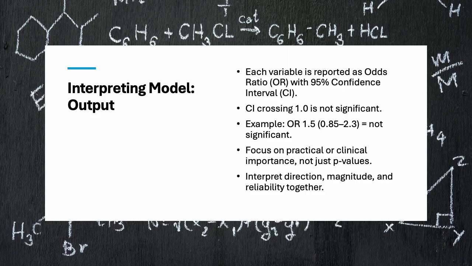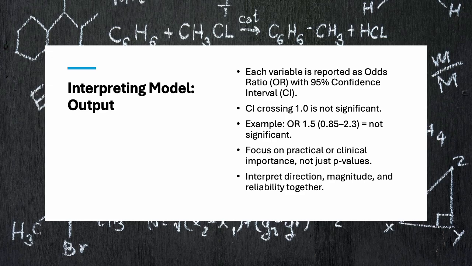If the confidence interval includes 1.0, that means the effect is not statistically significant. In other words, we can't be confident that the predictor truly influences the outcome. For example, if the odds ratio is 1.5 with a confidence interval of 0.85 to 2.3, that crosses 1. So it wouldn't be considered significant.